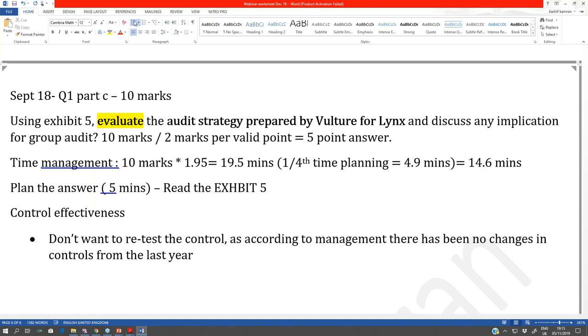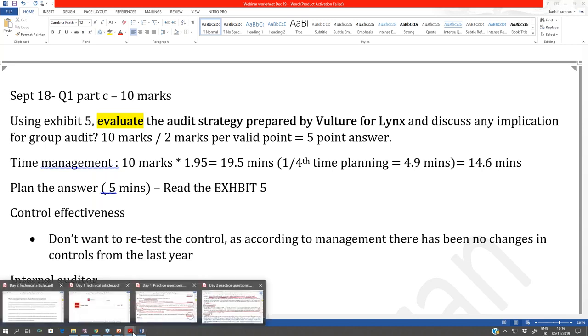So we cannot just rely on management, right? Till the time we retest the controls ourselves, and if there is no change, then we can reduce the substantive testing. But we need to do it ourselves. We cannot just rely on the management in this case. So that's one problem. Okay, let's go down reading the other problem. The other problem relates with the internal auditor. Let's see what the problem relating to the internal auditor is.